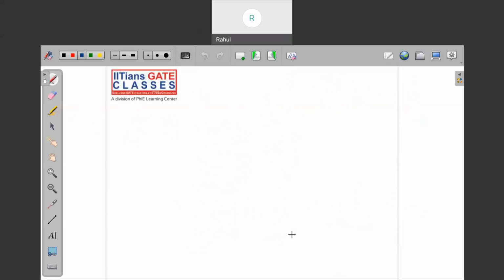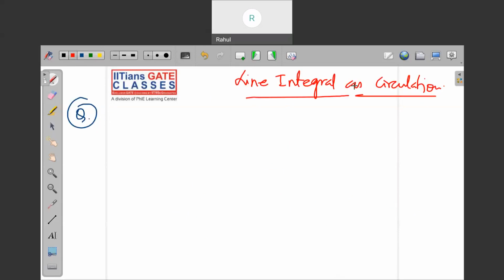Okay, and let me give you one more question. Calculate the circulation of a vector. This time they did not mention line integral, so we are talking about line integral as circulation. If you are able to solve this kind of problem, then in GATE or in HAL, in IES, any kind of problem you can solve.